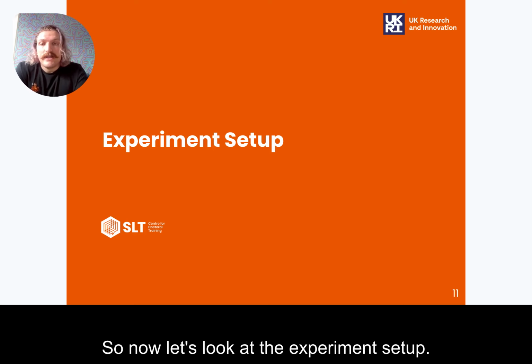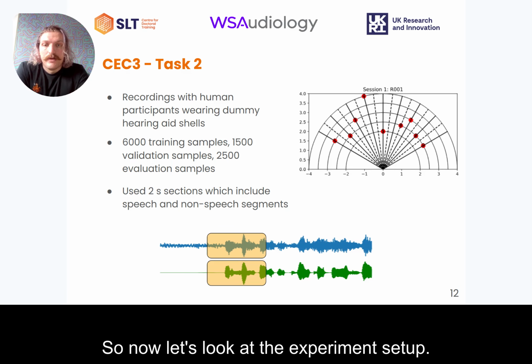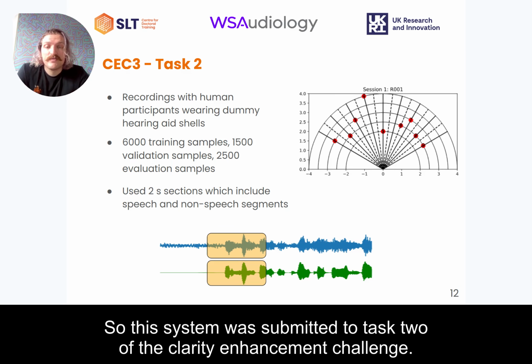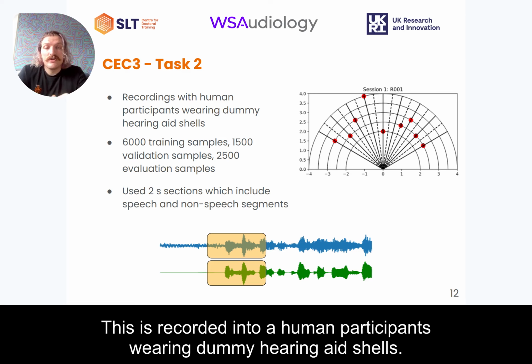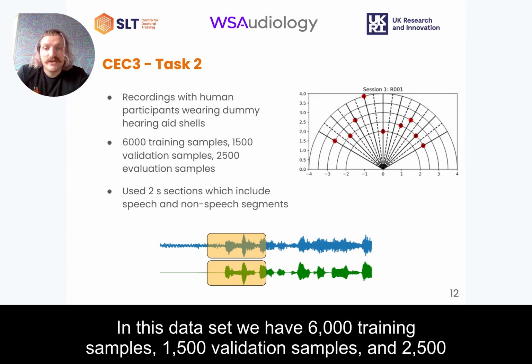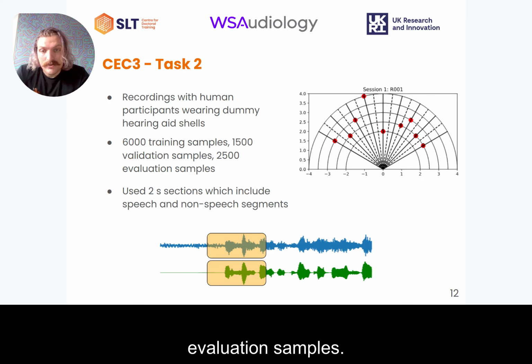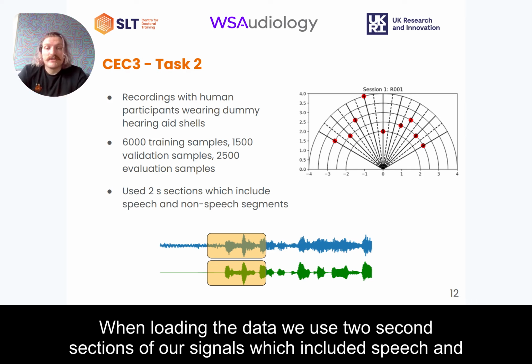So now let's look at the experiment setup. This system was submitted to task 2 of the Clarity Enhancement Challenge. These are recordings with human participants wearing dummy hearing aid shells. In this data set, we have 6,000 training samples, 1,500 validation samples, and 2,500 evaluation samples. When loading the data, we used 2-second sections of our signals, which included speech and non-speech segments.